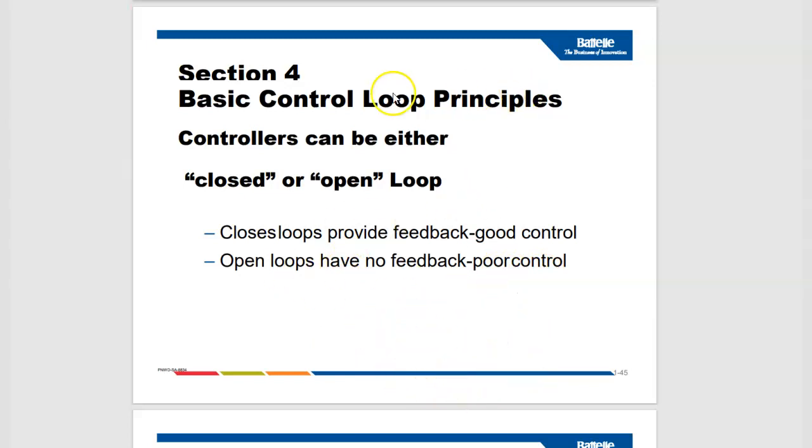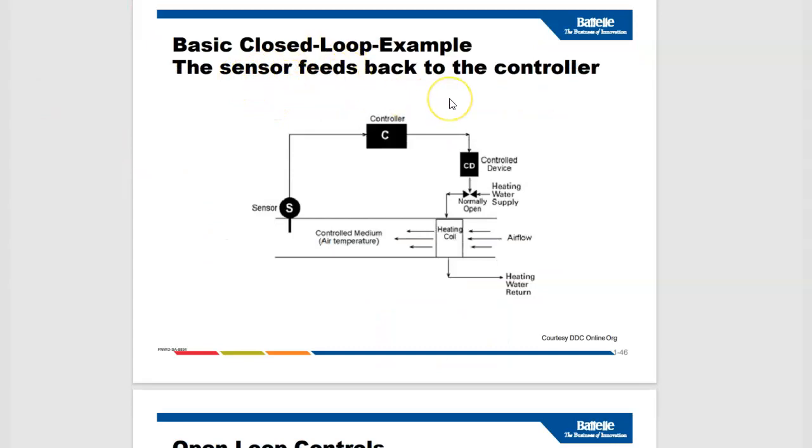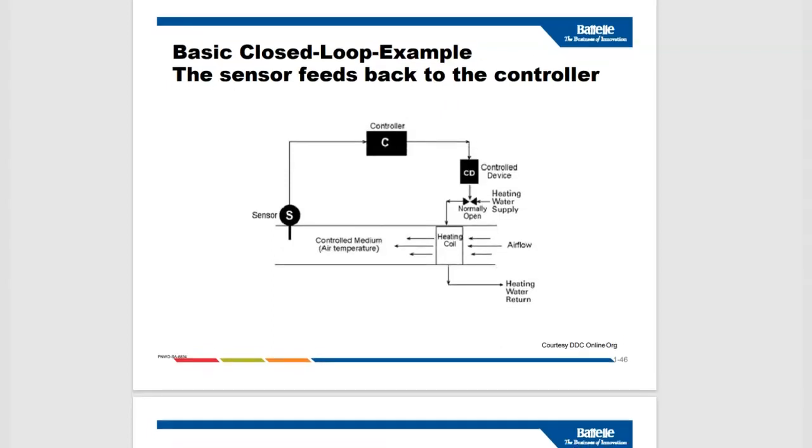Okay, basic closed loop sensor. For example, here you have a sensor to measure the airflow. You measure that the temperature of the air has already achieved 24 degrees Celsius. This is a heating coil, maybe in cold season. Then you can close this water supply, which is normally open. You can close it a bit, so you will maintain 24 degrees.